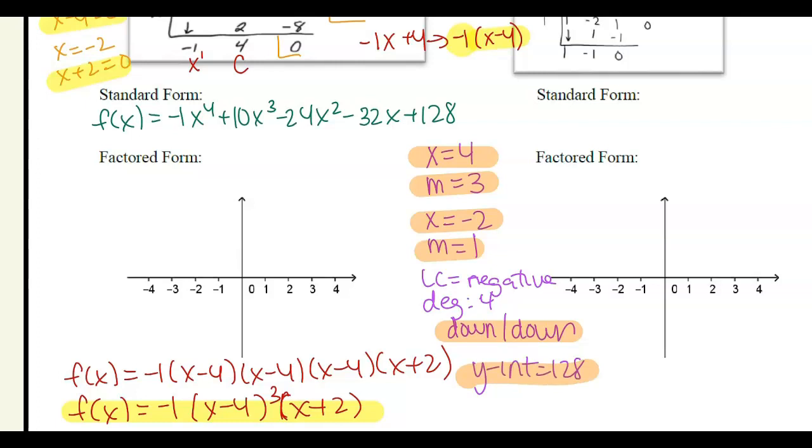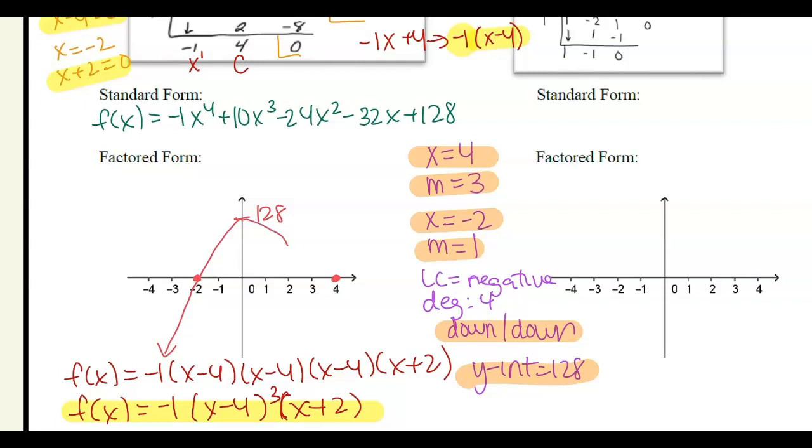So I'm going to take this and graph it. We're going to have x-intercepts here and here. I know it's going to go down, and my y-intercept is 128, so I'm just going to put it up here. And for the left at -2, it's going to cross through, hit 128, and go down towards 4.